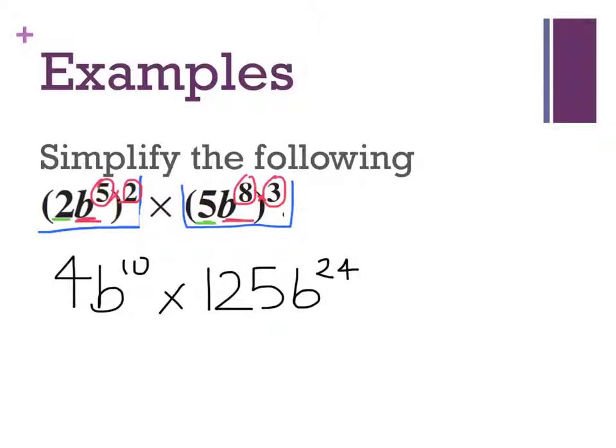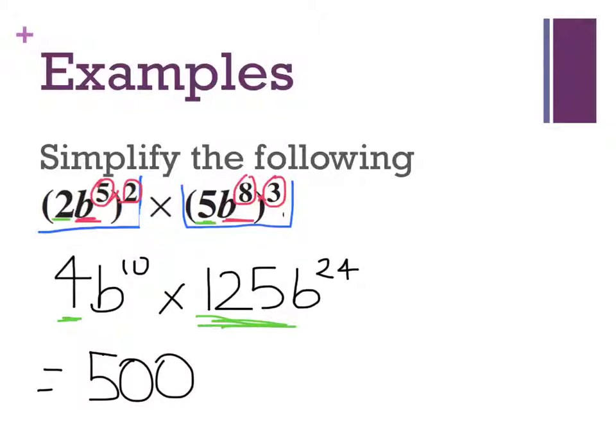Okay, I know how to do this. It just looks complicated. I do know how to do this. If I've got multiplication, I start with my numbers first. 4 multiplied by 125. 125 multiplied by 2 is 250. 250 multiplied by 2, 500.